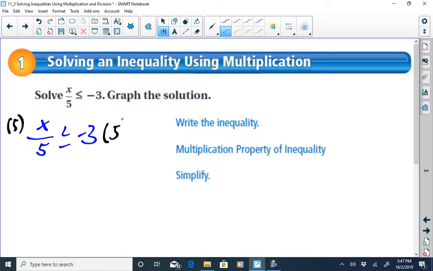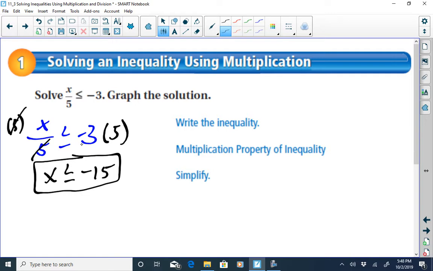So we want to multiply both sides of the inequality by a positive number. So we're using that multiplication property of inequality. On the left side of the inequality, 5 in the numerator is going to cancel 5 in the denominator, and we're left with x. The inequality stays the same, and then we multiply. On the right side of the inequality, negative 3 times 5 is negative 15. So the solution of the inequality is x is less than or equal to negative 15.